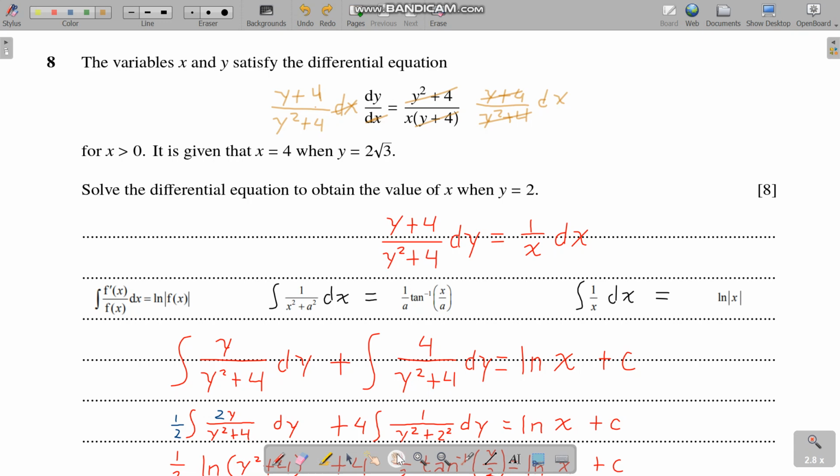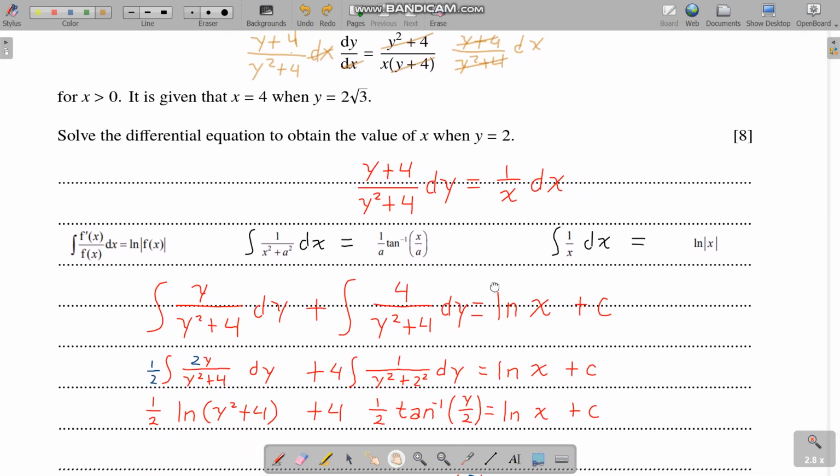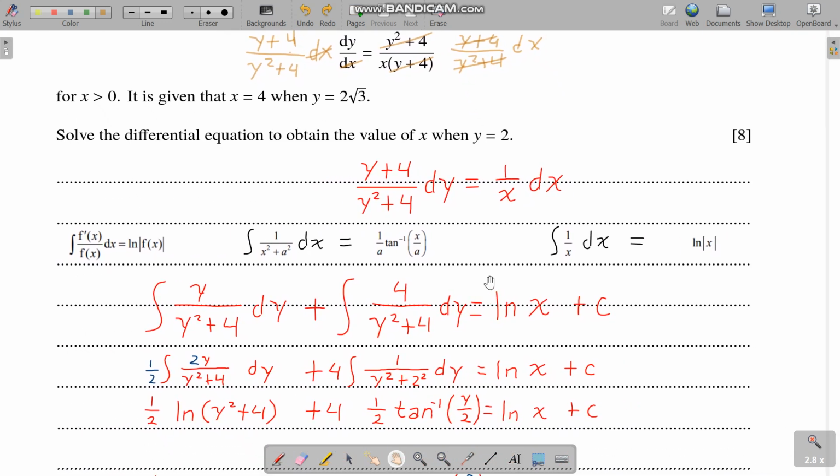Okay, so after we separate the variables, now we have to integrate both sides. Now integrating 1 over x dx is the simplest thing in the world. Just look at the MF19. Obviously we get ln x. Remember, we ignore the absolute because x is positive, so just ln x, and we use the constant of integration on the right usually. Now, how to integrate this left hand side?